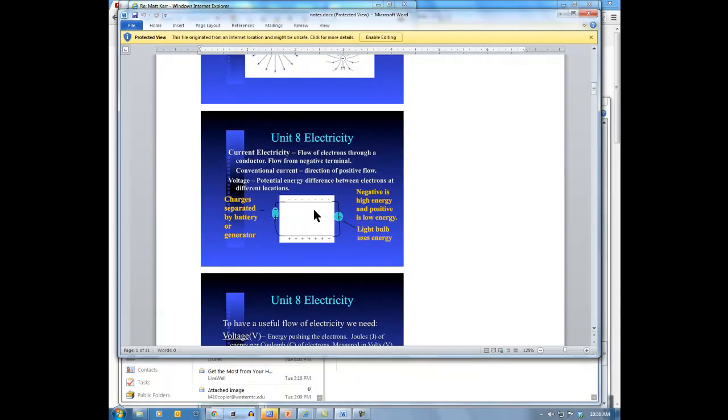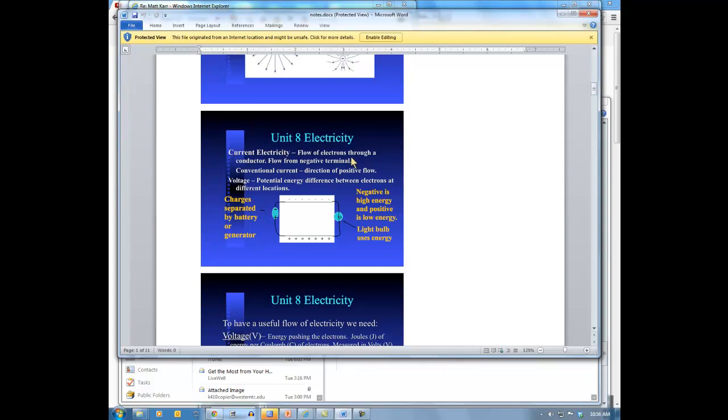So negative to positive is the way electrons flow. They build up on the negative terminal, they flow through to the positive terminal, and as electrons pass through a device, they get clogged up in there, and if it's a light bulb, it causes that light bulb to glow. There's a little filament in there that glows as the electrons get clogged up inside that bulb. So current electricity is flowing electrons.